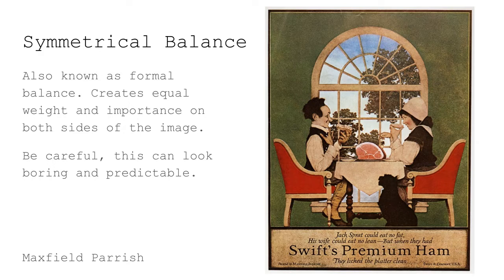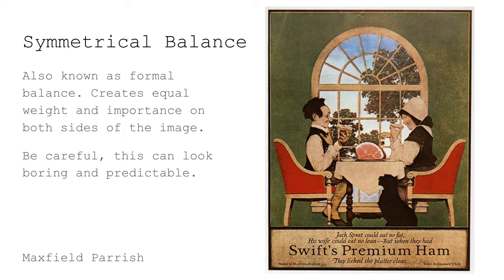Next is symmetrical balance. This is also known as formal balance. It creates equal weight and importance on both sides of the image. This is not a very popular composition because it can be boring or predictable.